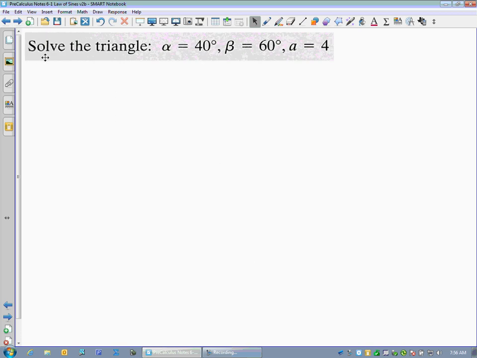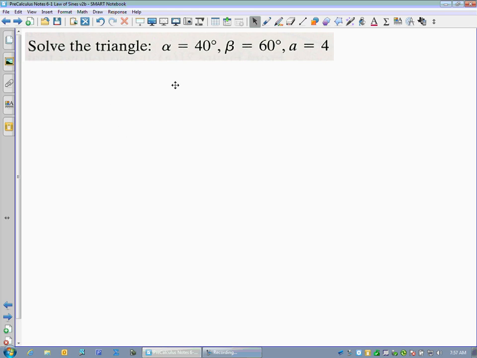Okay, first of all, we're being asked to solve the triangle, and solving a triangle means to find all 6 pieces of information: the lengths of all 3 sides and the measure of all 3 angles. Typically, you're given 3 pieces of information, and you have to find the other 3. So here we're going to start with a diagram. You should always start your problems by making a visualization.